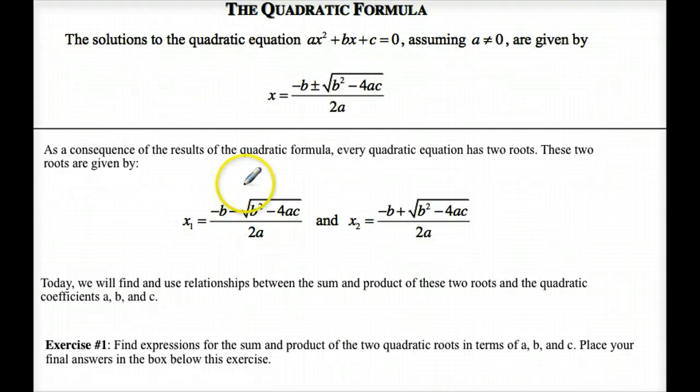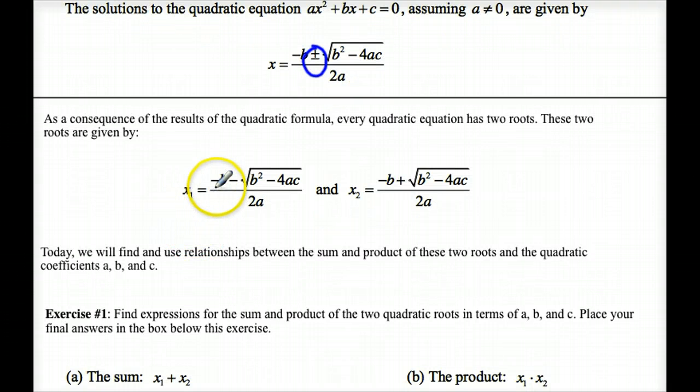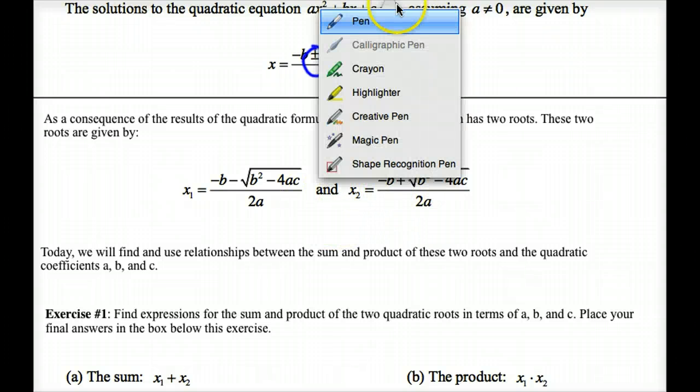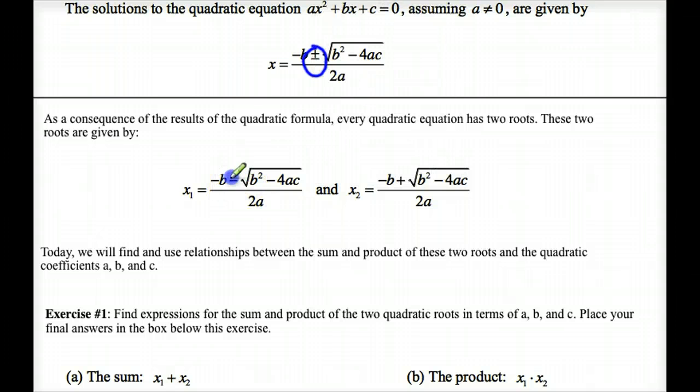As a consequence of this result, remember we always split it up because of this plus and minus right here. In that case, we have one root that is always minus b minus the square root of b squared minus 4ac over 2a, and minus b plus. So in this case, we have the minus and the plus that comes from up here.